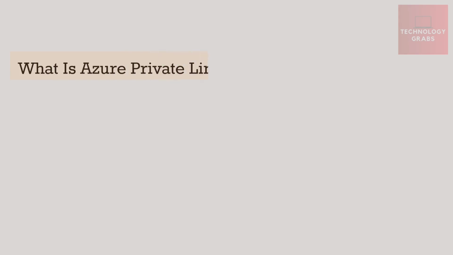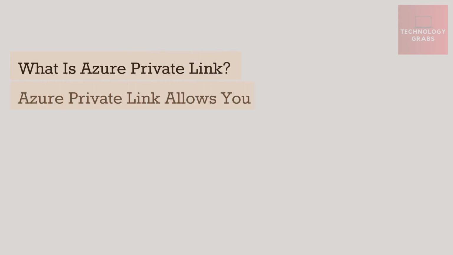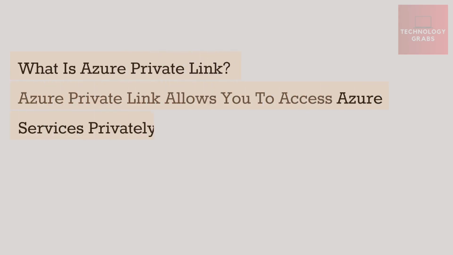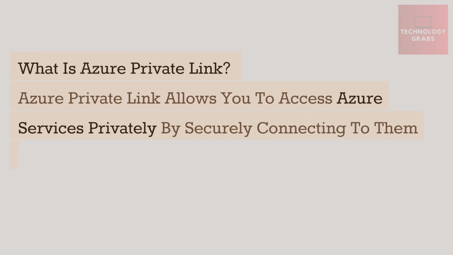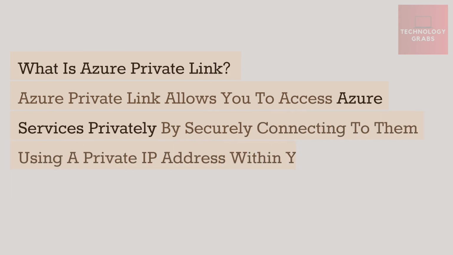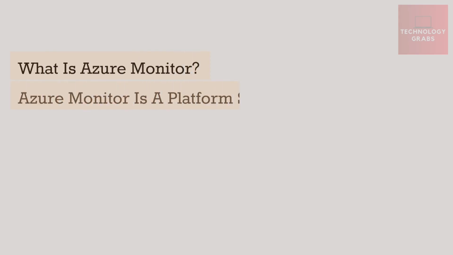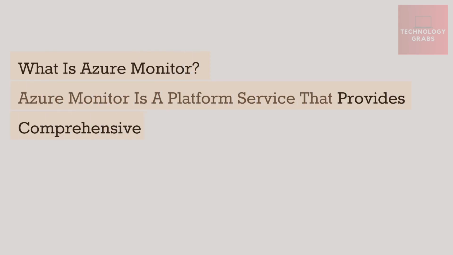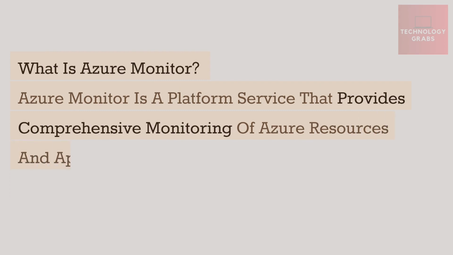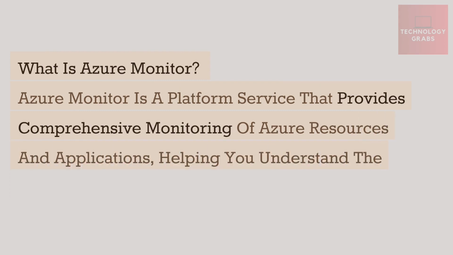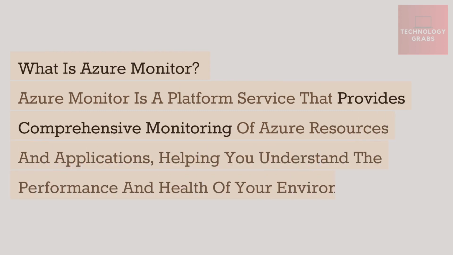What is Azure Private Link? Azure Private Link allows you to access Azure services privately by securely connecting to them using a private IP address within your virtual network. What is Azure Monitor? Azure Monitor is a platform service that provides comprehensive monitoring of Azure resources and applications, helping you understand the performance and health of your environment.